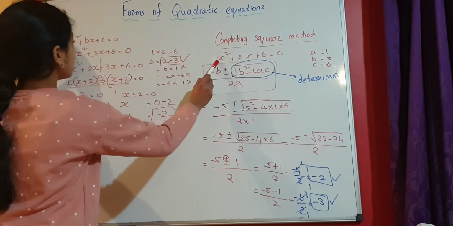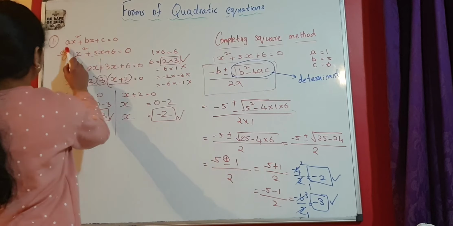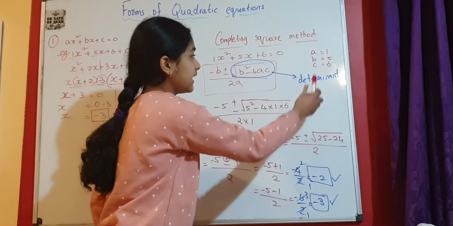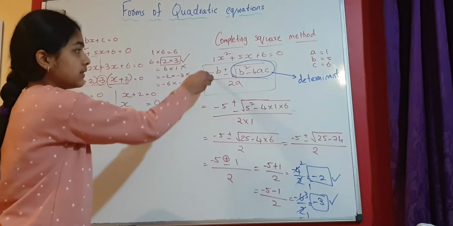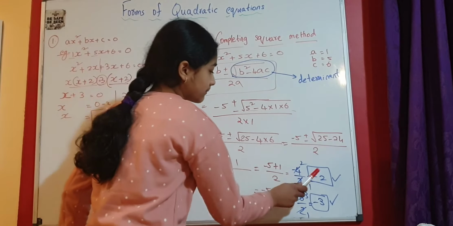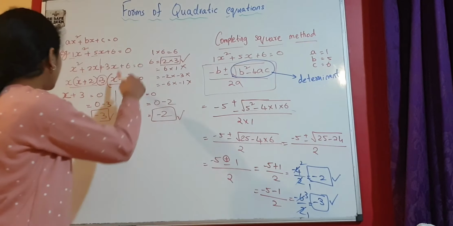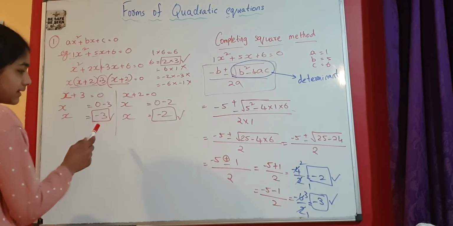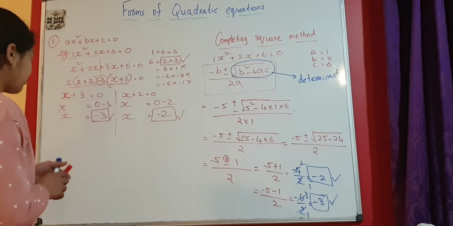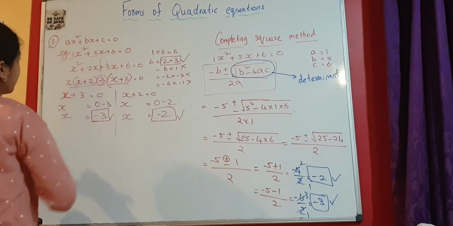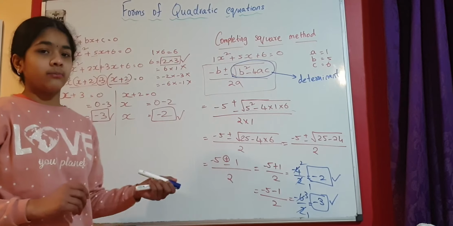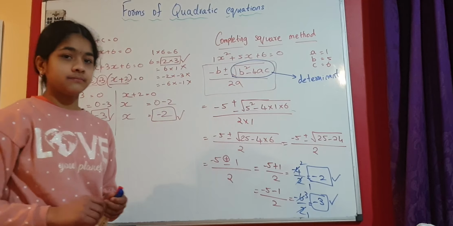So in the place of a in x square we have 1 here. The same thing you can do for a, b, c and substitute them in place of the variables. In this equation we got minus 2 and minus 3, and by the factorization method we also got minus 2 and minus 3. So you can use either way to do it. This is one form of quadratic equation, the first form, ax square plus bx plus c is equal to 0. Next we will take up some more forms of quadratic equations.